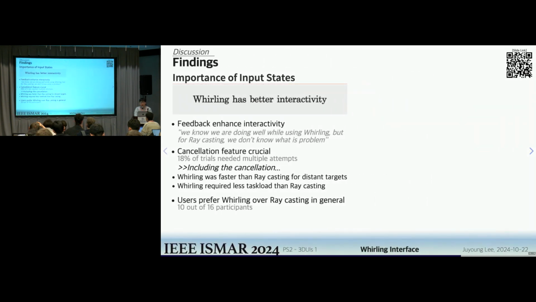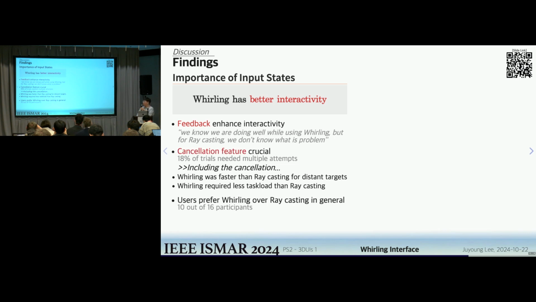So, wrapping up the talk by showing the findings, I summarize with the 2 big findings from our work. First, Whirling has better interactivity. Also, in the qualitative results, they showed that Whirling's feedback was better than ray casting's, because with ray casting we have self-feedback, but they didn't know why it doesn't work and why it works well at some times. Because it is highly dependent on the tracking, and the finger is maybe more difficult to track.